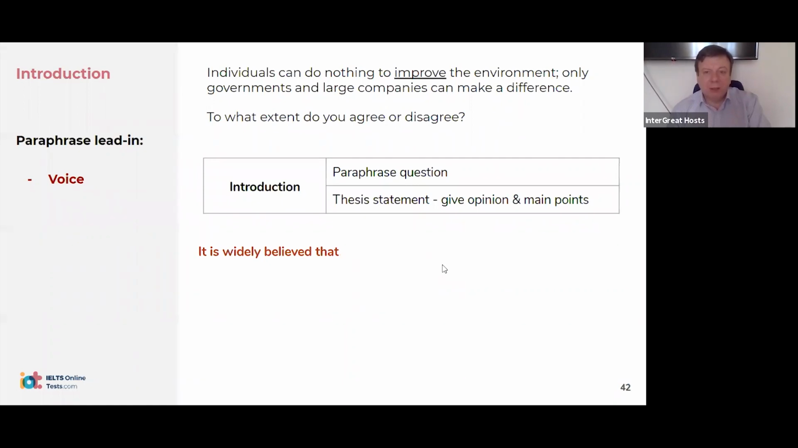So improve. So think of another word for that. So we'll use some synonyms. Something, the environment, so change, improve. Well, you can say protecting the environment is, so can do nothing. So it says individuals can do nothing. So see if you can transform can do nothing.